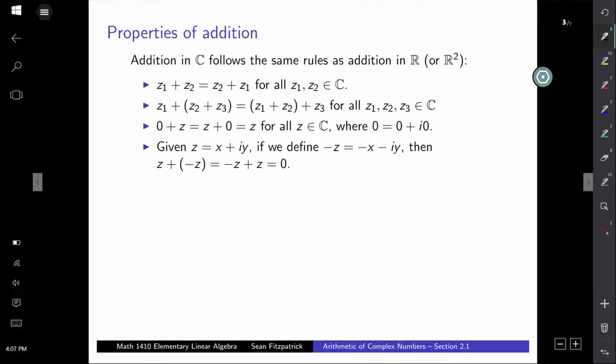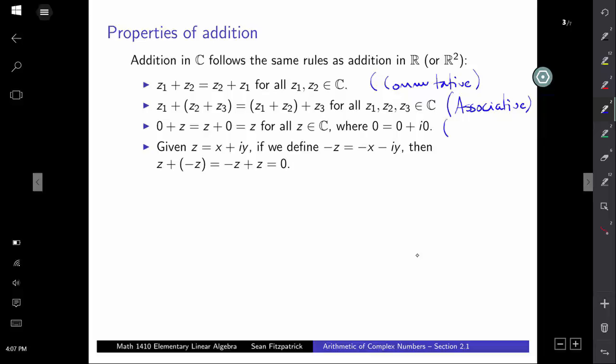Now, this addition satisfies certain properties, and one of the things that you might notice if you watch the videos for chapter 1 is that these are exactly the same properties that real number arithmetic satisfies for addition. So you have the commutative law, and the second one here says that addition is associative.